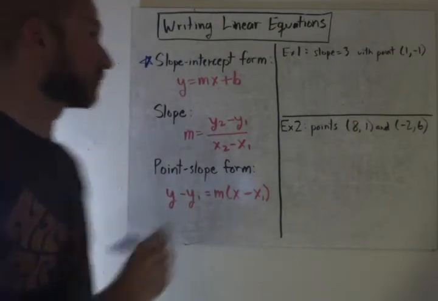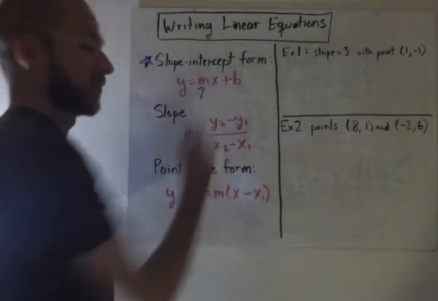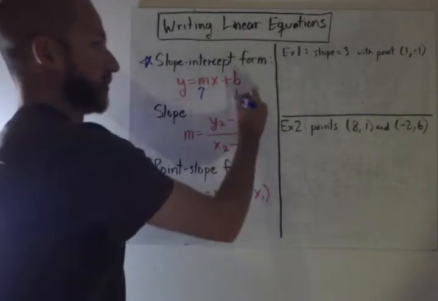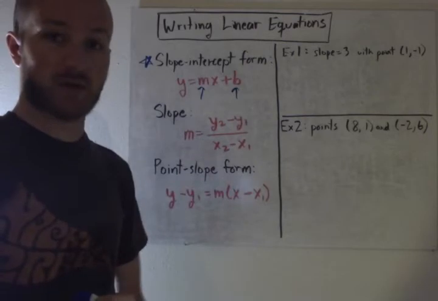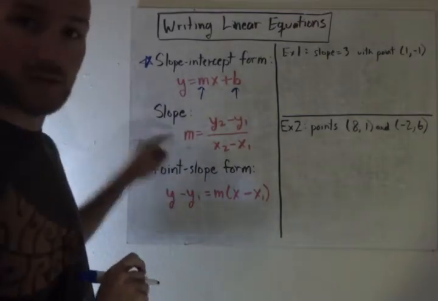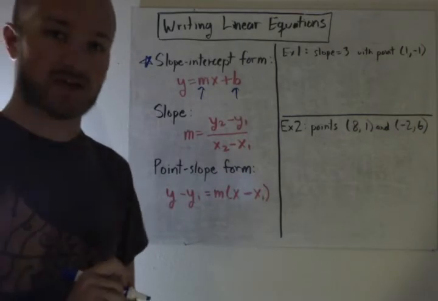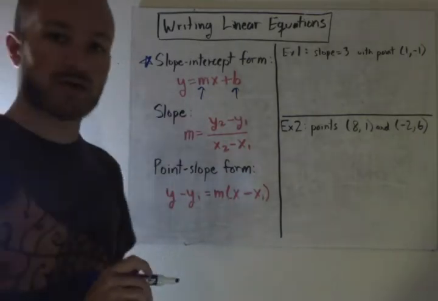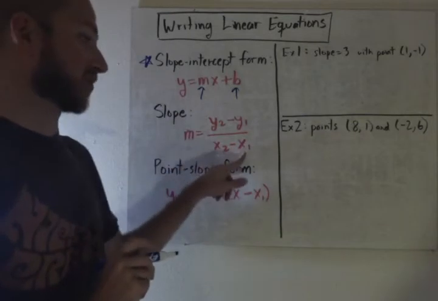Here m represents the slope, or the rate of change, and b would represent the y-intercept here. Okay? Now to calculate the slope, we do change in y divided by change in x. So on top of the y's, y2 minus y1, and on the bottom, x2 minus x1.